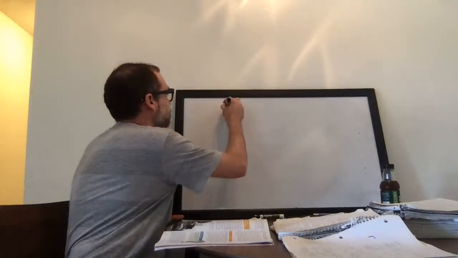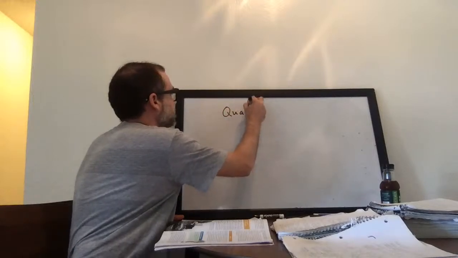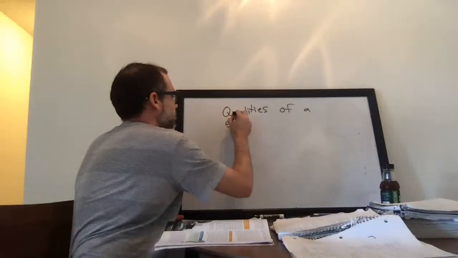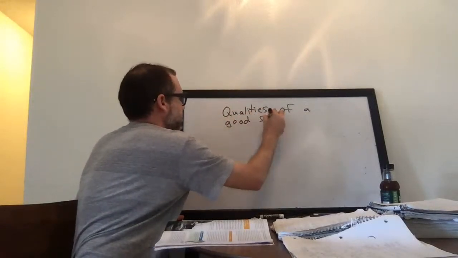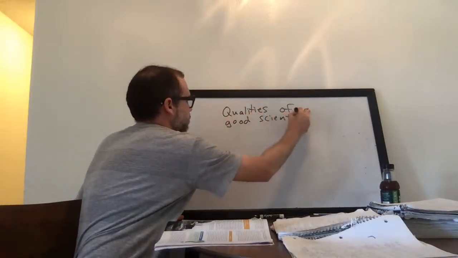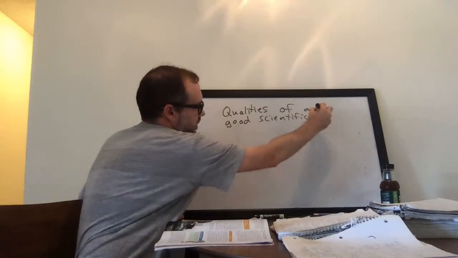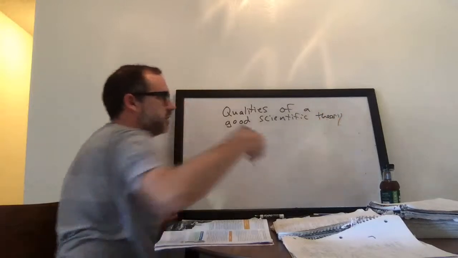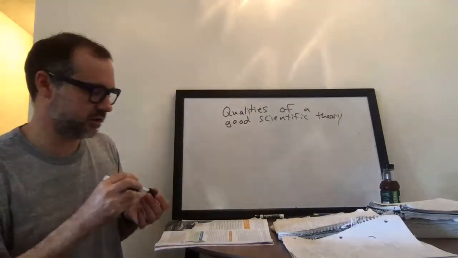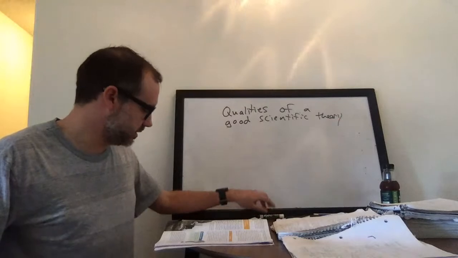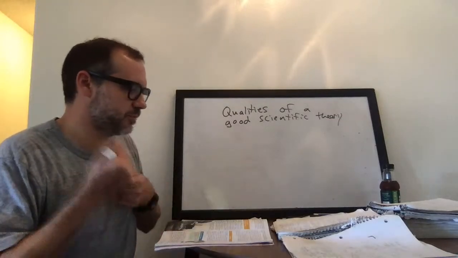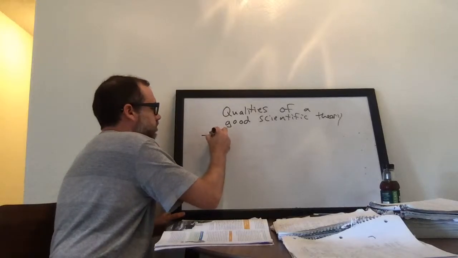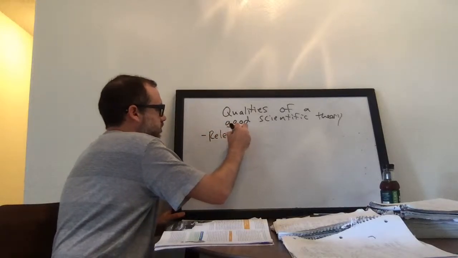So I'm putting up here qualities of a good scientific hypothesis. Or we can say theory. Because if it's good, then it's probably already on that level of being a theory. Okay, so what are some of those qualities? All mentioned in our book. First of all, there's just relevance to the problem being studied.